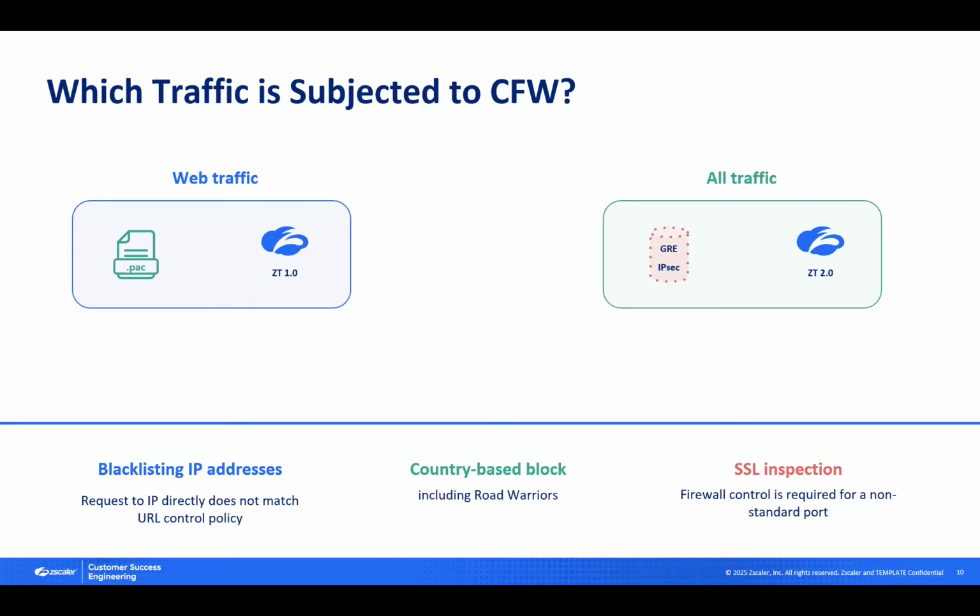Web traffic sent to Zscaler data centers via PAC or zTunnel 1.0 can still benefit from firewall policies. For example, blacklisting IP addresses requires firewall rules. URL control policy is not triggered if a user attempts to directly access an IP that maps to a blacklisted FQDN. Firewall rules also allow country-based blocks, and it's important to understand that firewall control rules are needed if SSL inspection is required for a non-standard port.